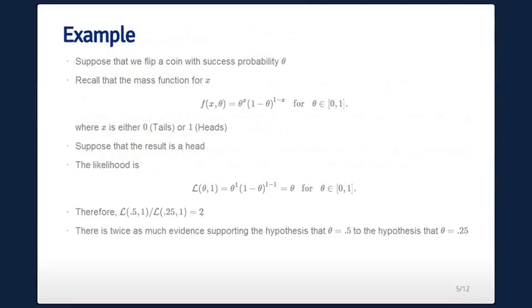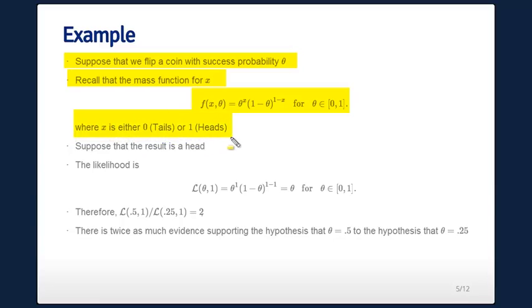So let's go through an example, because I think it's probably very abstract for people right now, and it's a little hard to follow. I think with an example it'll be very clear. Suppose we flip a coin with success probability theta, so it's a potentially biased coin. And then recall that the mass function for theta is this guy right here, where x is either 0 tails or 1 heads. So this should not come as news to anyone.